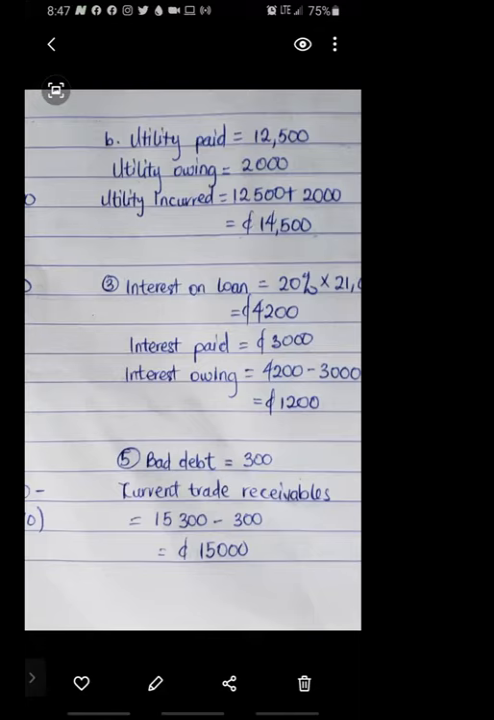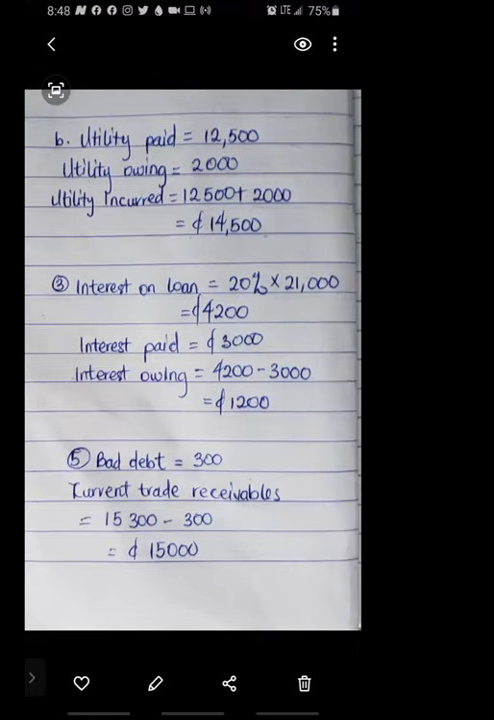Okay, so from the footnote, the interest rate on the bank loan was 20%. So we first calculate 20% on the bank loan figure. That's 21,000, and I had 4,200. But there was already an interest on loan in the trial balance. That's 3,000. So meaning the company had already paid 3,000 cedis of the interest. So in order to know the interest owing, we would subtract the 3,000 from the 4,200, and we'll get 1,200. And this 1,200, that's the interest owing, would be treated in the statement of financial position as a current liability. And the interest on bank loan in the expense, that's in the income statement, would be 4,200.